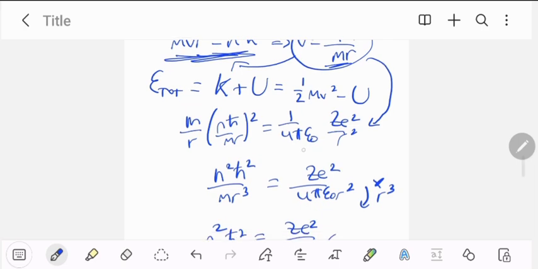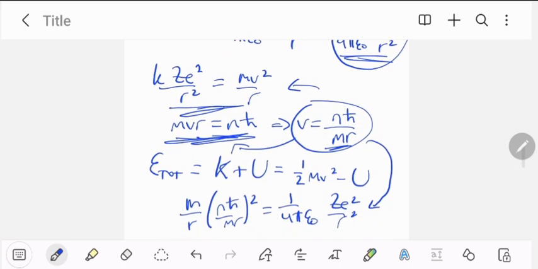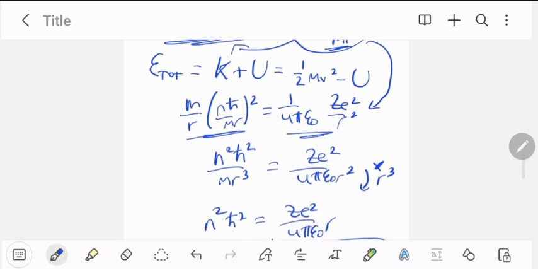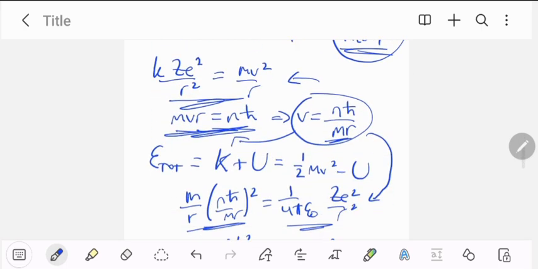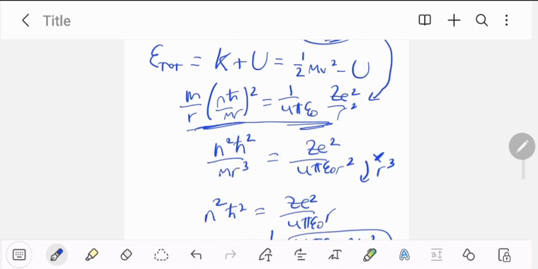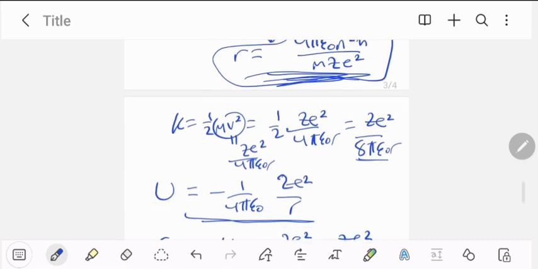And then you find this expression here. So you get this, and then you substitute the V expression into Coulomb's law, into the centripetal force formula. You get this here. Then you simplify until you find an expression for R.